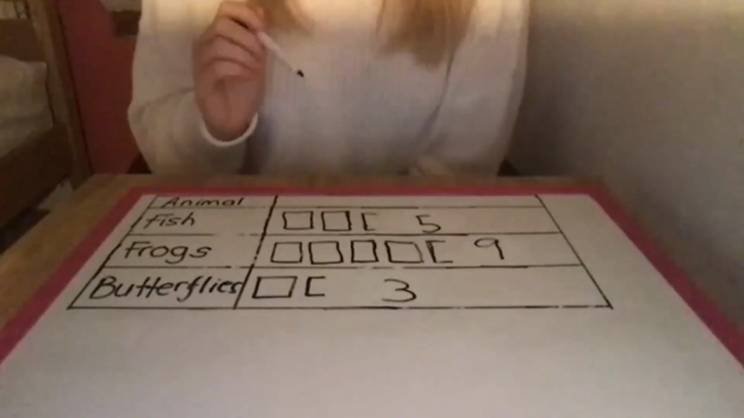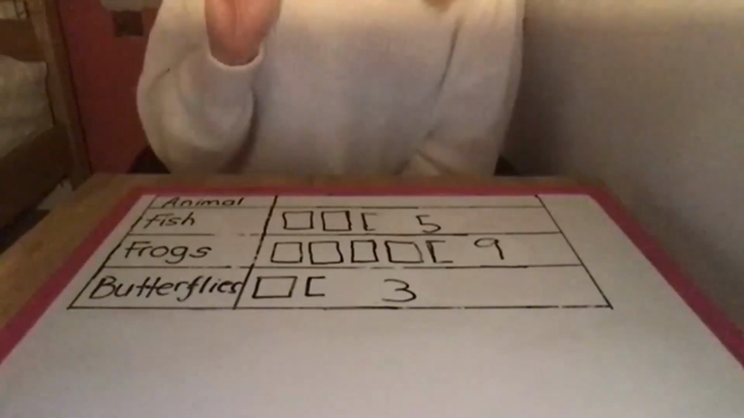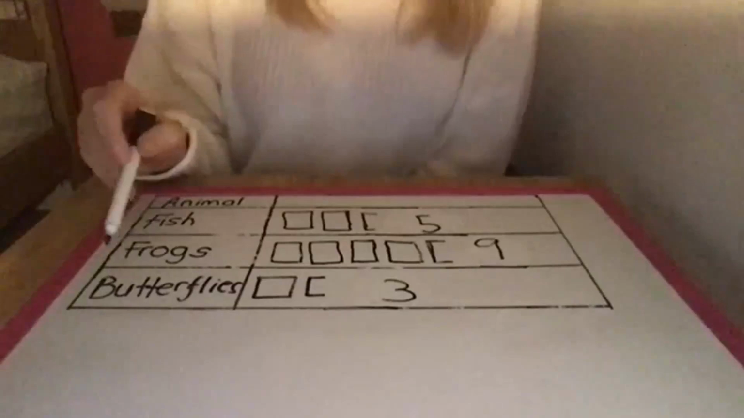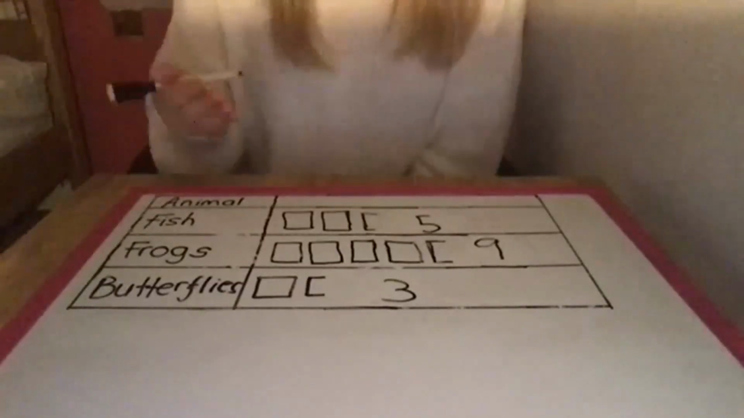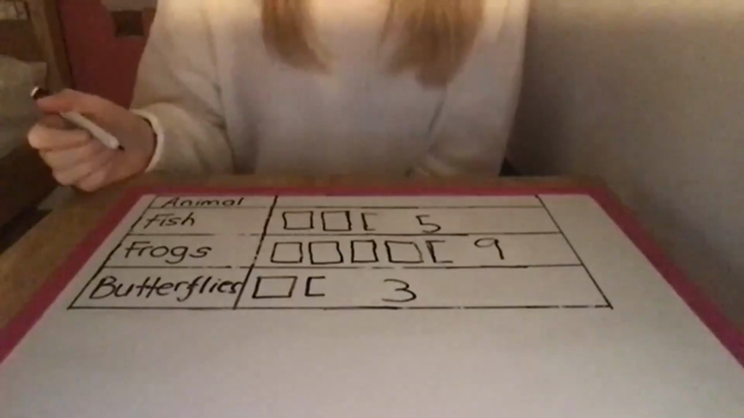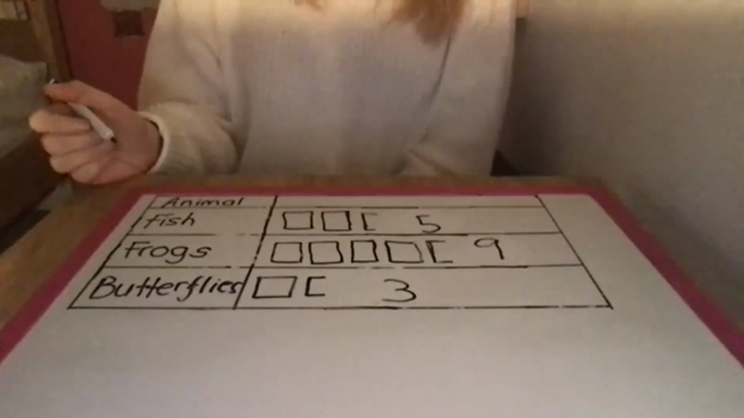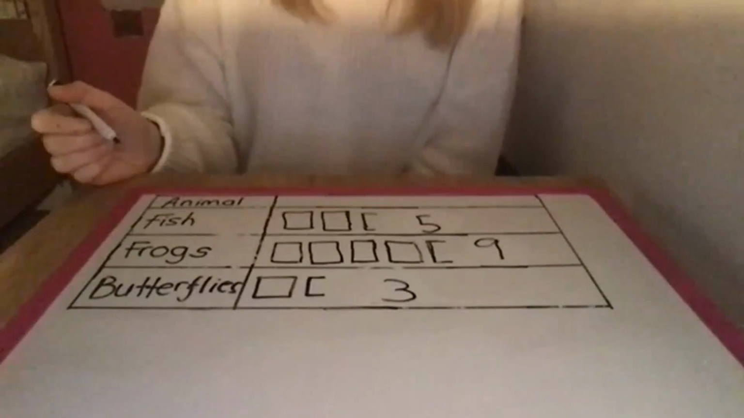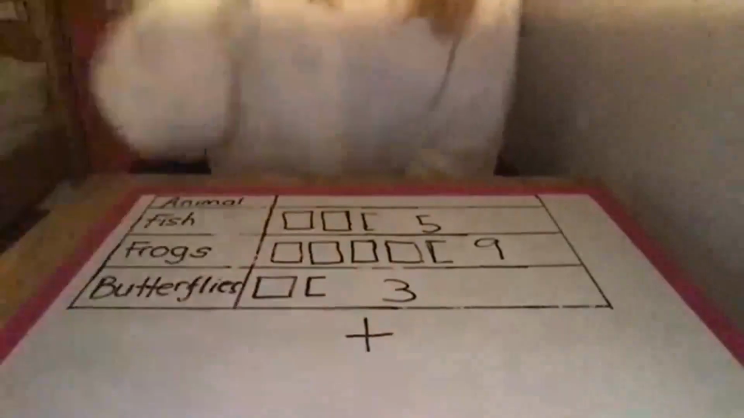So now my next question is harder than this. How many fish and butterflies did he see all together? Well, when we talk about all together, we are finding the total. We are finding the whole. So are we going to need to do an addition or a subtraction? Yes, fantastic. When we find the total, we do an addition. So we need to do an addition number sentence.